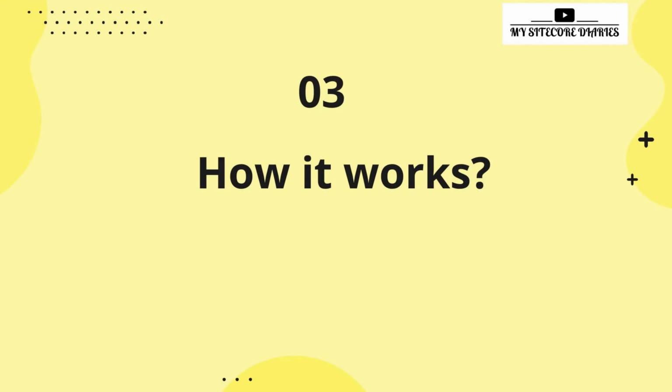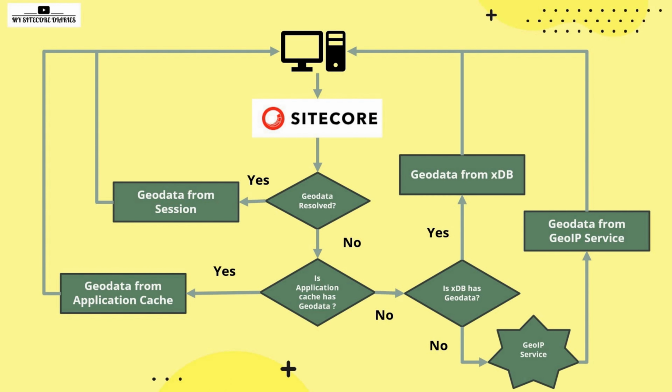Now let's see how it works. Every time you try to get data from the GeoIP service, you write code and make a call to get the data on the basis of the IP address. It's not always that the data is coming from the GeoIP service. Yes, you are making the call to the GeoIP service, writing code to get geo data from it. But internally, once the request gets to Sitecore, first of all it will see whether that geodata is resolved or not, whether it is available or not.